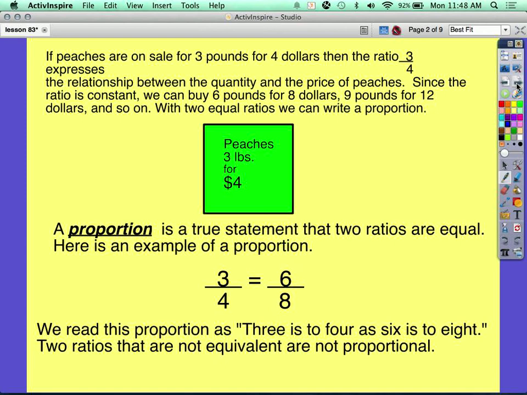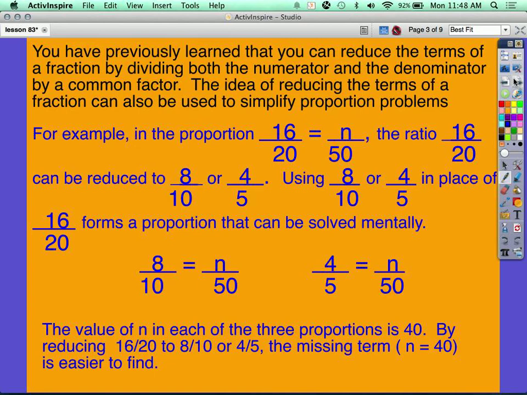With two equal ratios, we can write a proportion. A proportion is a true statement that two ratios are equal. An example is 3/4 is equal to 6/8. So 3 is to 4 is 6 is to 8. Right? So we're going to say the top is to bottom as the top is to bottom. Two ratios that are not equivalent are not proportional. So if they're not equal, they're not proportional.